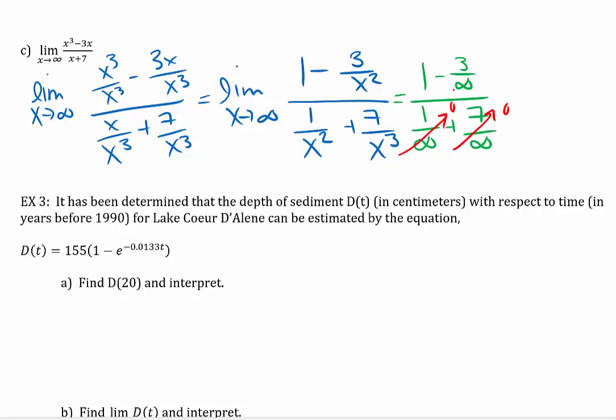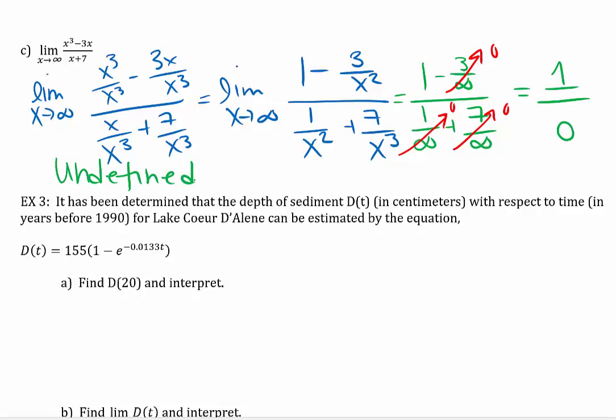Anytime I have a constant over infinity, that goes to 0. And this time I'm left with 1 divided by 0. This is still not indeterminate. It's only 0 divided by 0 that is indeterminate. This information tells me that this particular limit is undefined.